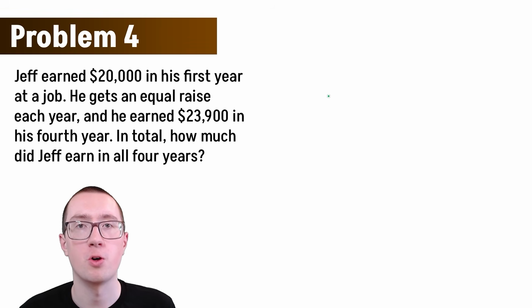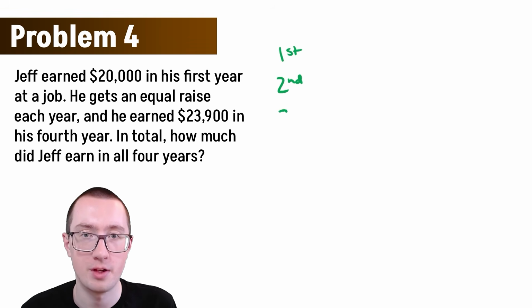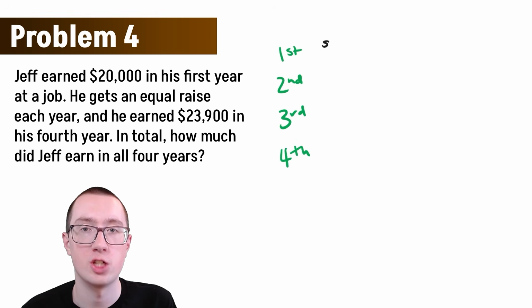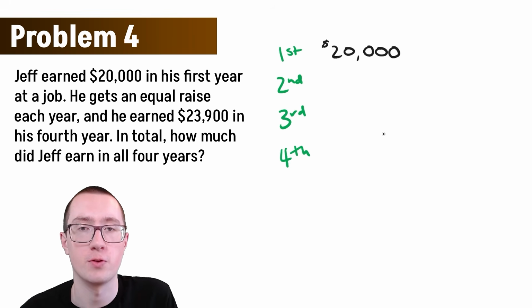So what's the total for all 4 years? Well, it's the total of the first year, second year, third year, and 4th year. And the problem gives us information for 2 of those years. It says that in the first year, Jeff made $20,000. So that's easy. We've already figured out the first year.